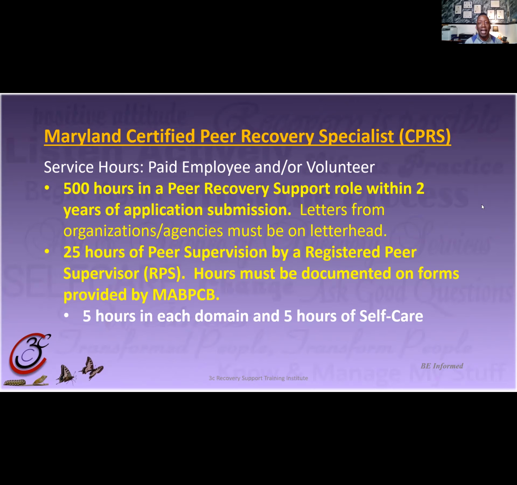For individuals that we train who may be working or volunteering at a place where there is no registered peer supervisor, we do offer a weekly group supervision for those individuals.